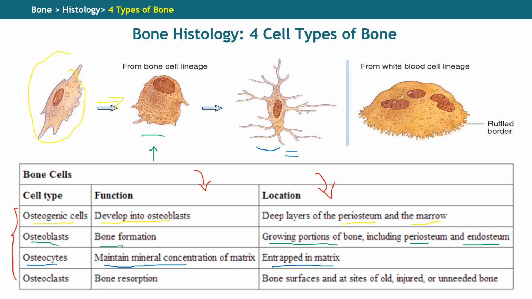Finally, let's put this one in purple, the other cell type. There's the osteoclast that you can find here, and the osteoclast is in charge of the bone reabsorption. So let's put an arrow going in the opposite direction. If you remember, this one creates bone, this one maintains the bone, and this one removes the bone. And these are located on the bone surface, also at sites of the bones that are old, that are injured, or that are not needed anymore. Okay, and with this section, hopefully now it's very clear what the four cell types of the bone are.